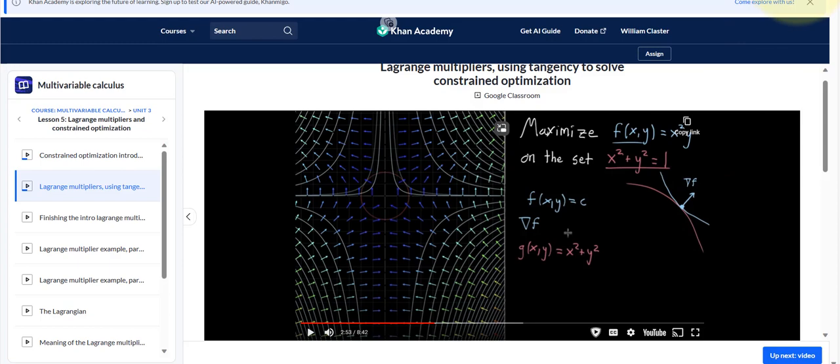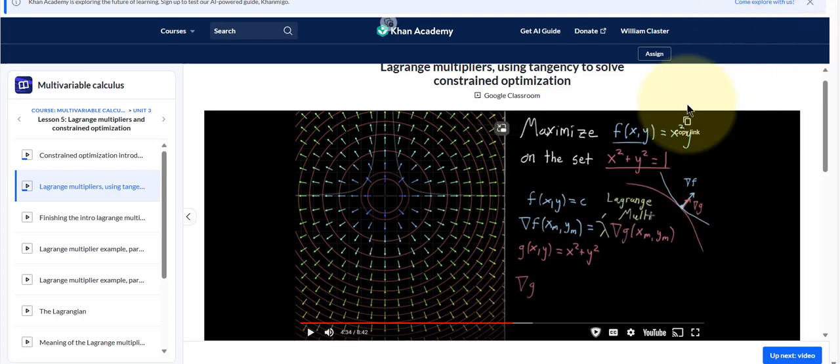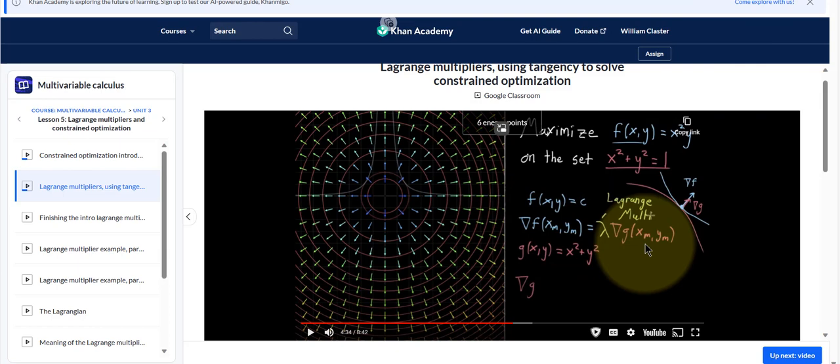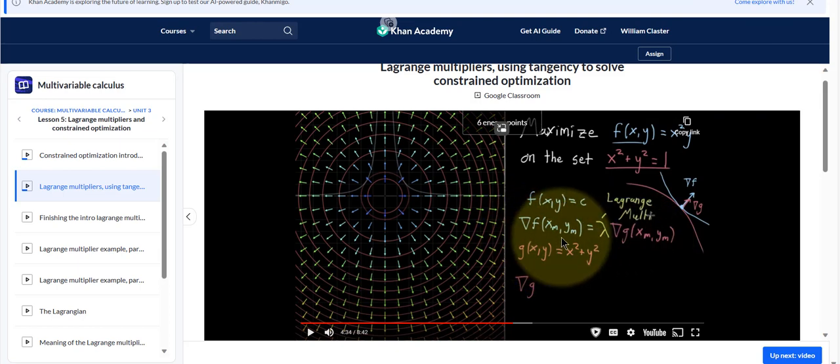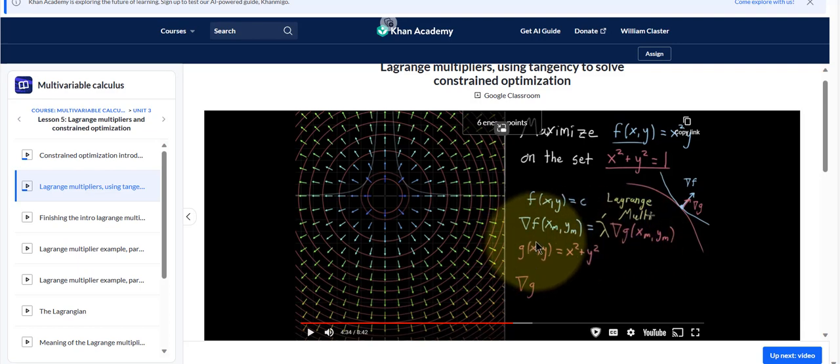Let's see where he writes that. First of all, he draws another gradient for the red one. He has it pointing in the same direction. And finally, he writes the equation that we wanted to say. The gradient of the blue one is just a multiple of the gradient of the red one. And this is the expression for Lagrange multipliers. And this will give us the extra piece of information we need to find the maximum value on the curve.